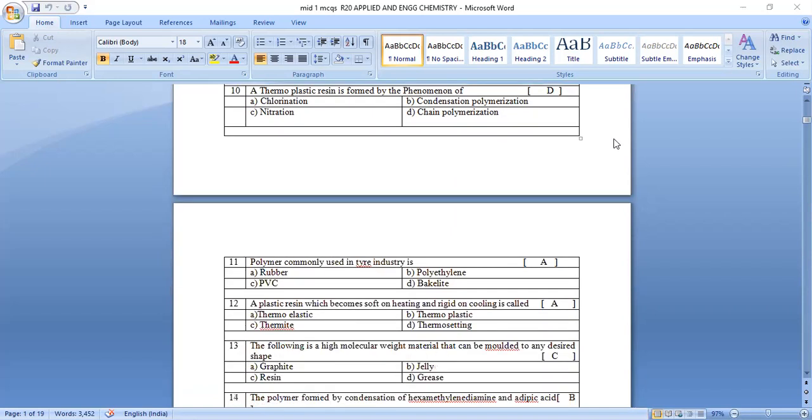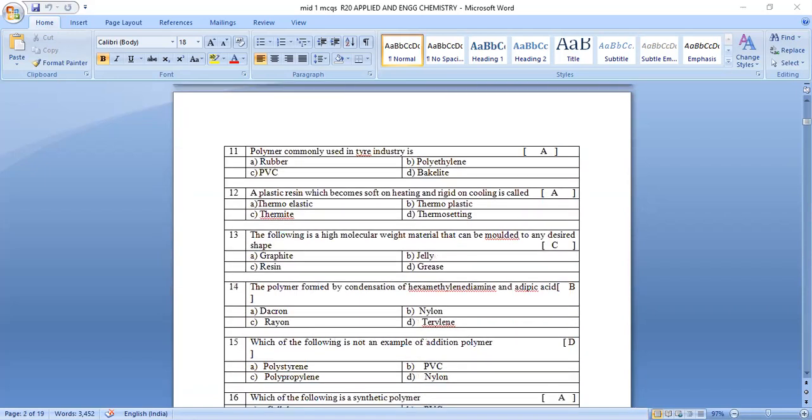Question number 11. The polymer commonly used in the tire industry is rubber. Natural rubber combined with sulfur gives vulcanized rubber. Vulcanized rubber is used in the tire industry.